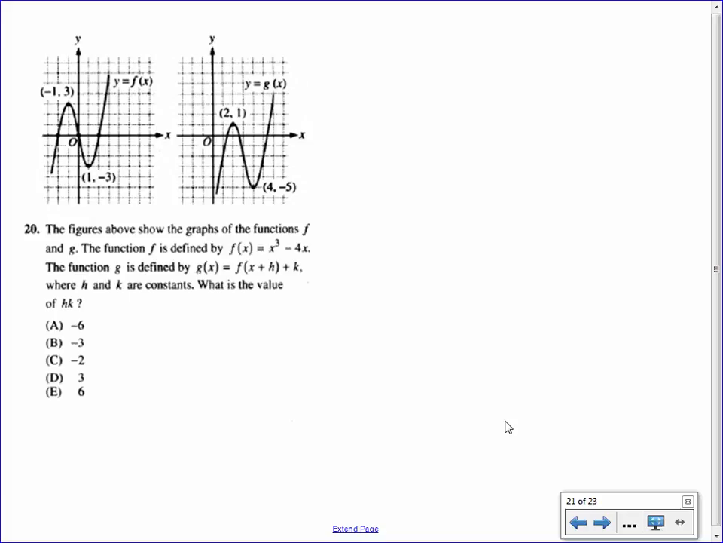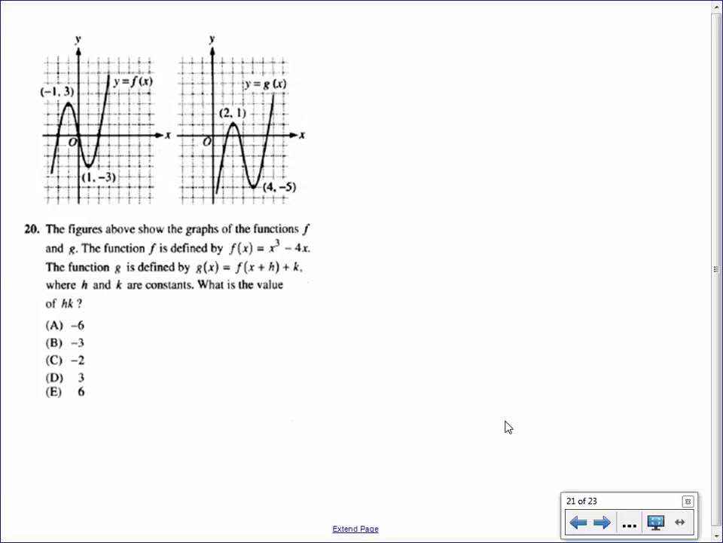This is question 20, test 7, section 7, page 790. So it reads, the figures above show the graphs of the functions f and g. On the left, we have function f, and on the right, we have function g. The function f is defined by f of x equals x cubed minus 4x.